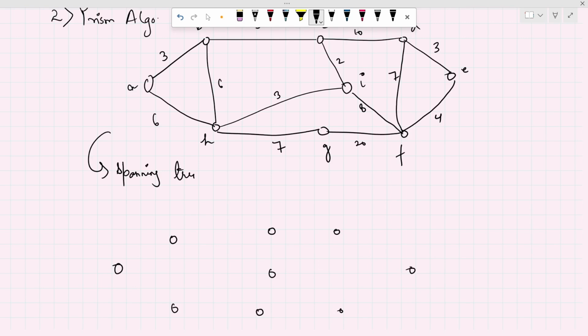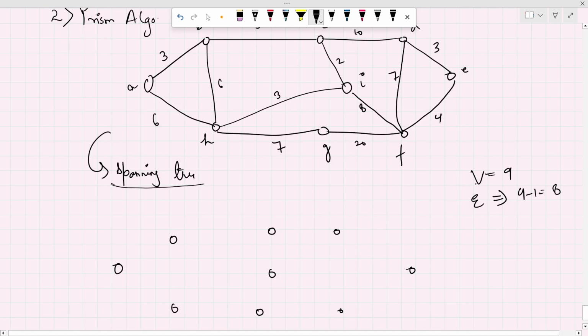Okay, so these are the vertices. How many vertices are there? 1, 2, 3, 4, 5, 6, 7, 8, 9. So the vertex count is 9. How many edges can we take to collect all these vertices? 9 minus 1, which is 8. Means we can use 8 edges to connect this thing because we are drawing a spanning tree and this is a property of a spanning tree. The Prim algorithm says you cannot break the flow.